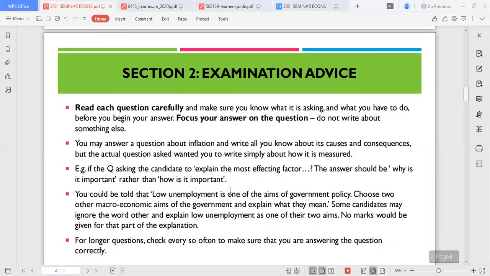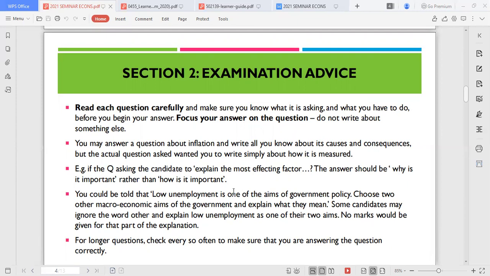Next, we are going to look into the examination advice. This is very important, people. Very, very important, because students usually make a huge mistake in not allocating their time management. In this section, you need to read each question carefully. Focus your answer on the question.